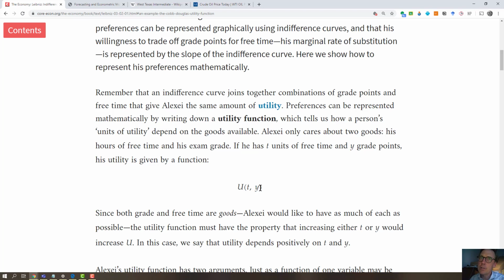So it treats the entire world as though there were only two issues to be decided upon: the use of one's free time and the aspiration for grade points. We do that, of course, because the models that we study, called stochastic models, are a reduction of reality.